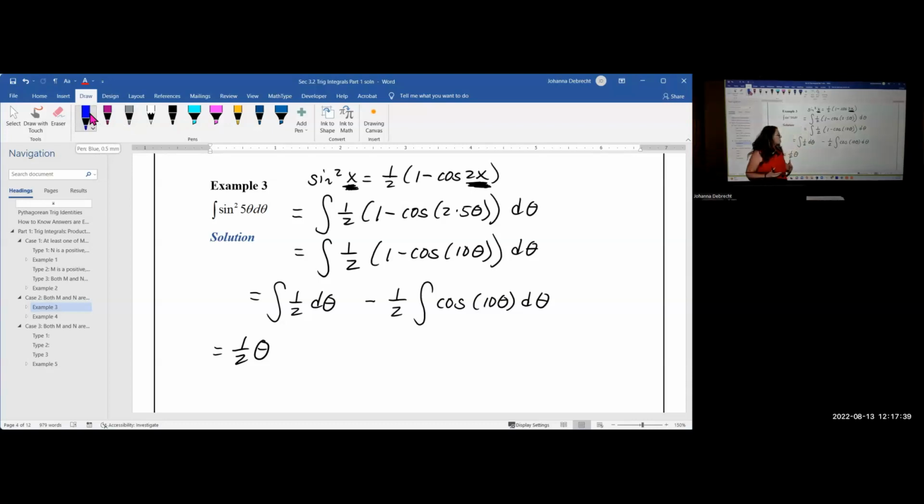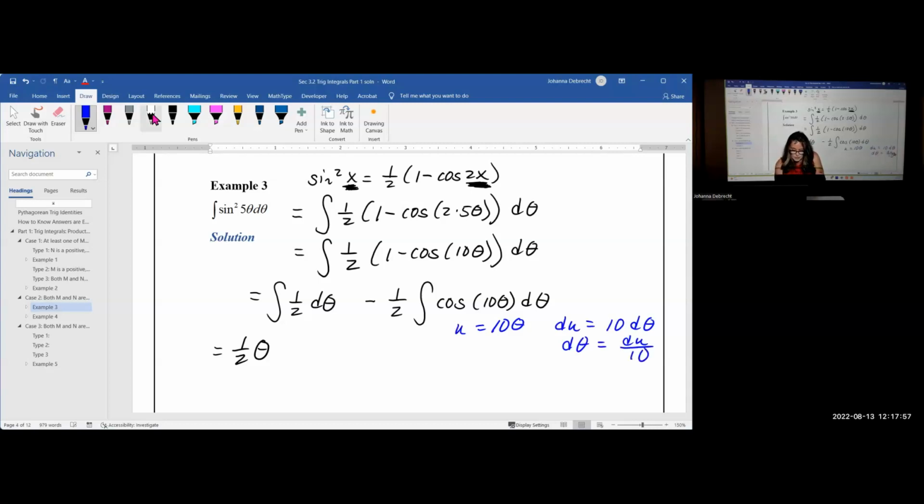This is just going to be u substitution, where u is 10 theta. So I've got u equals 10 theta, so du is equal to 10 d theta. But I don't have that. I have d theta, which becomes du over 10.